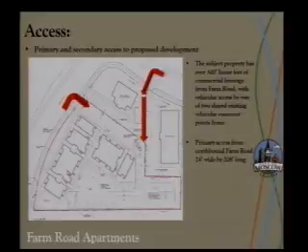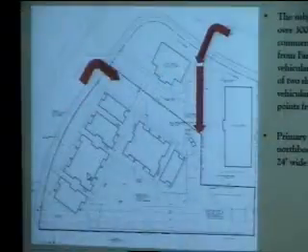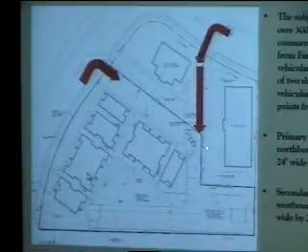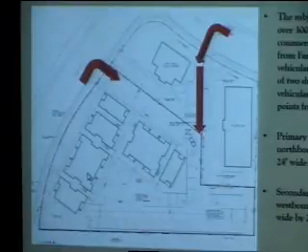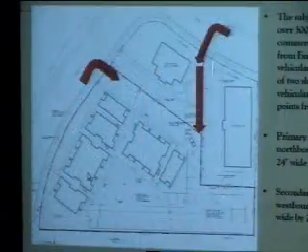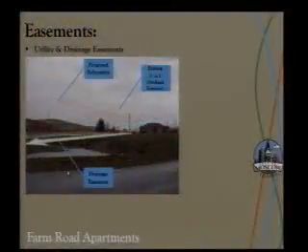Again, primary access is from Farm Road, which is a 24-foot wide vehicle apron, and the overall length from the intersection of Farm Road to the parcel line there is 208 feet. Secondary access is from westbound A Street, which is a 20-foot apron, and the access point from the intersection of A into the subject property is 211 feet long. Here we have some easements. There's utility and drainage easements.